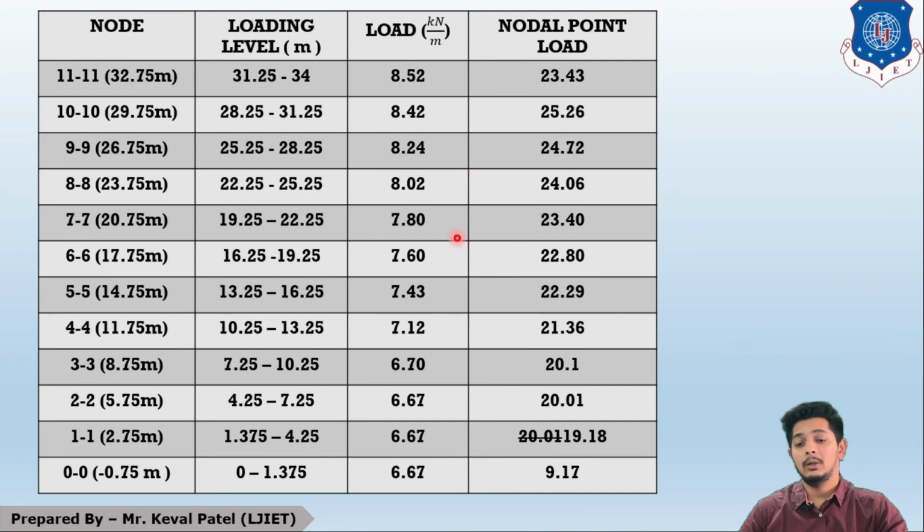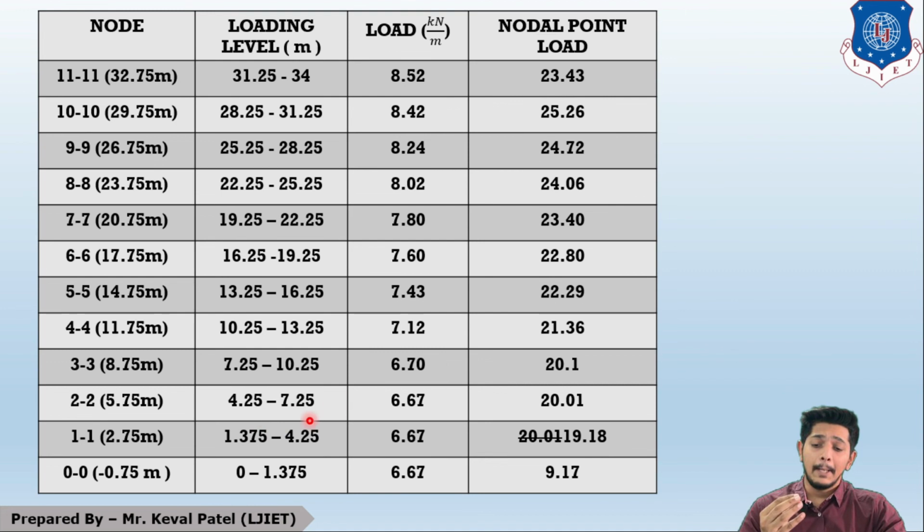So starting from the bottom, the gap or loading level distance is 1.375 into the load in kilonewton per meter. So the load 6.67 into 1.375 will make 9.17, which is the nodal point load at node 0. Same goes for all the nodal points. Let us see for node 1, there is a gap of 4.25 minus 1.375, into the load in kilonewton per meter, which will get me 19.80.